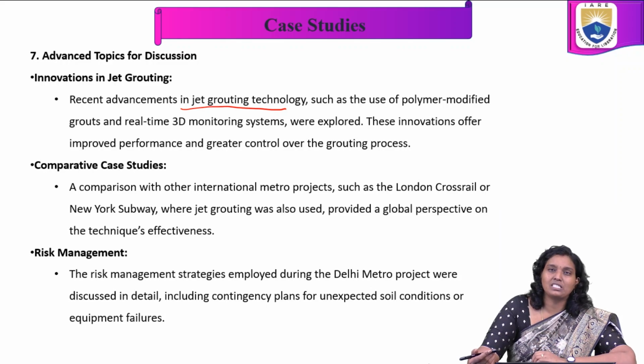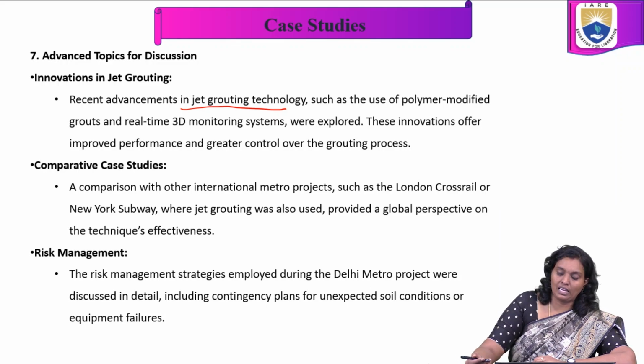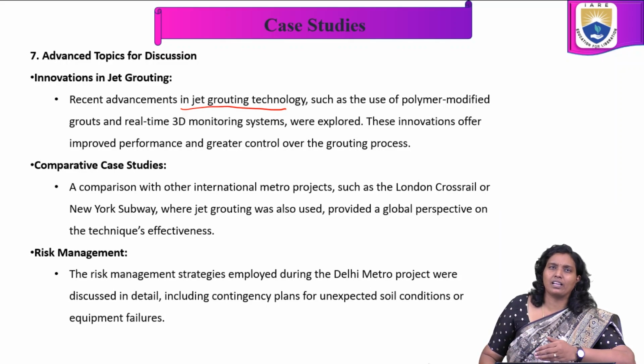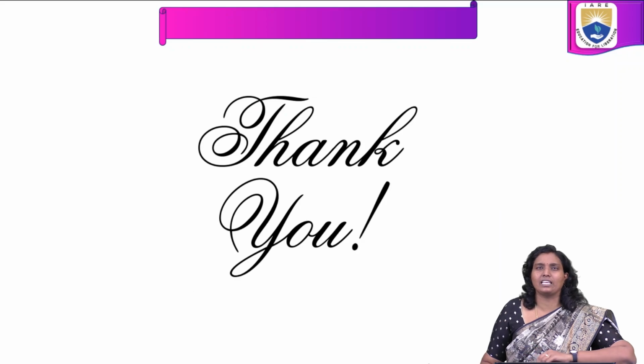The risk management strategies employed during the Delhi Metro project were discussed in detail, including unexpected soil conditions or equipment failures. So these are the various parameters involved. Finally, it depends upon the conditions and projects we are going to choose, and what kind of effects we get from this from the ground improvement point of view in this particular case study.